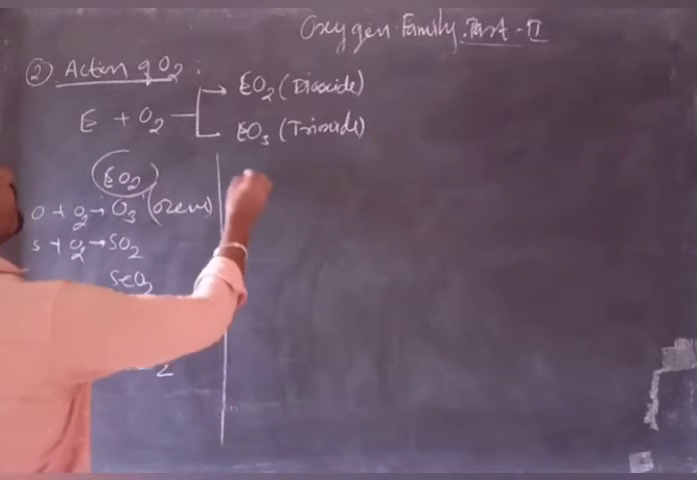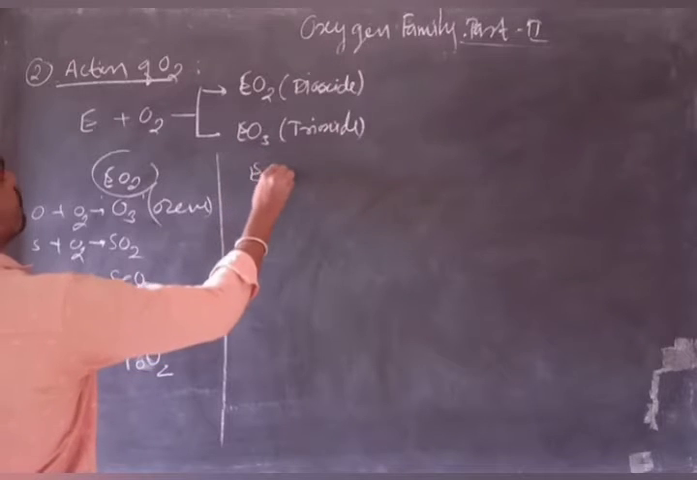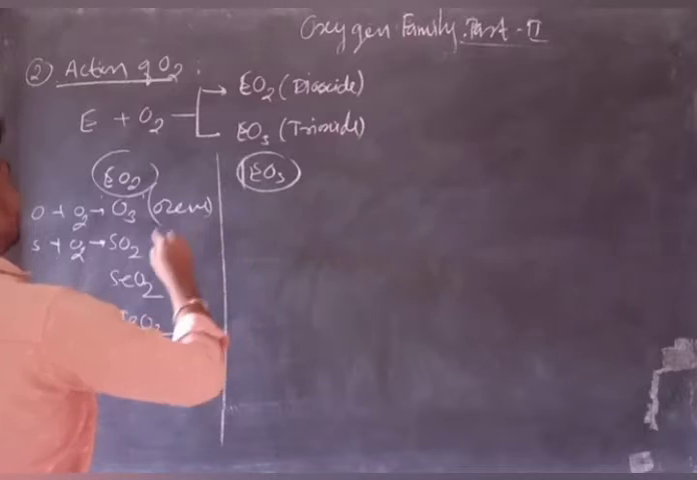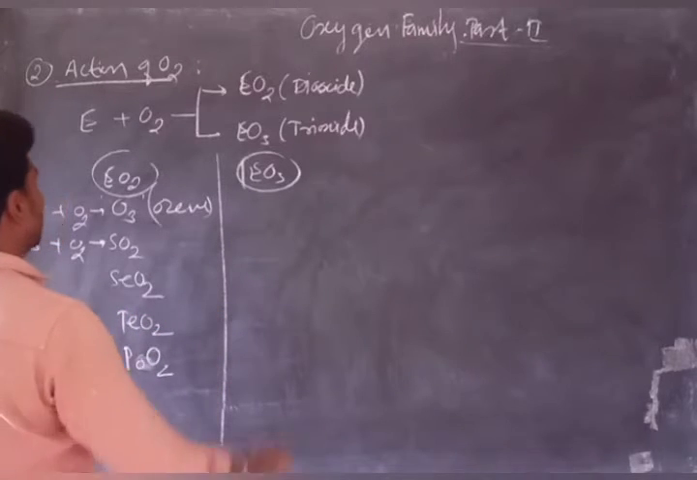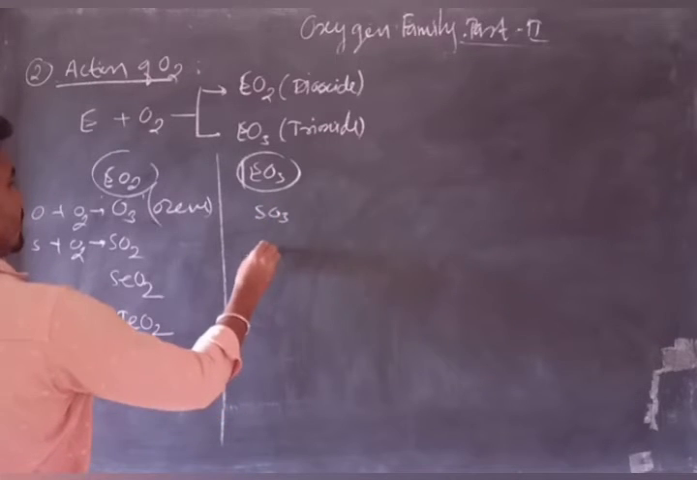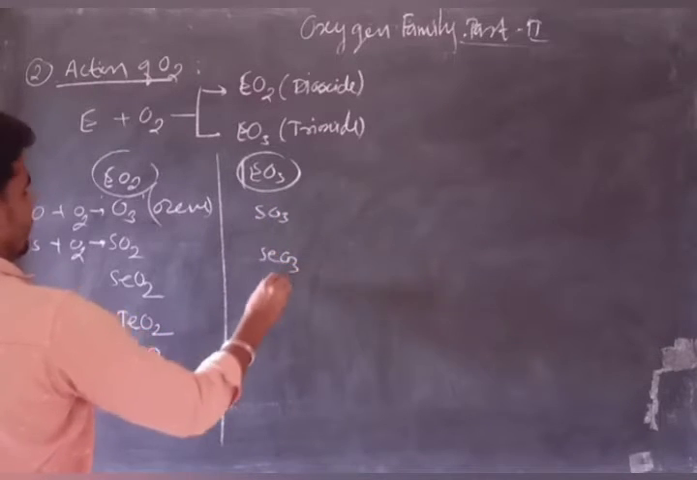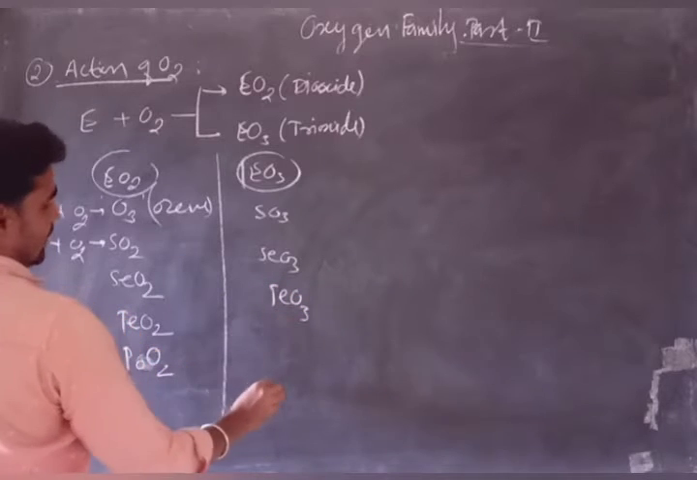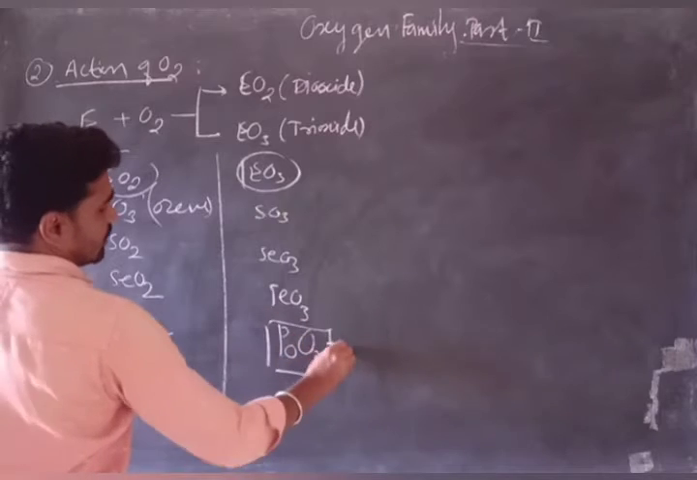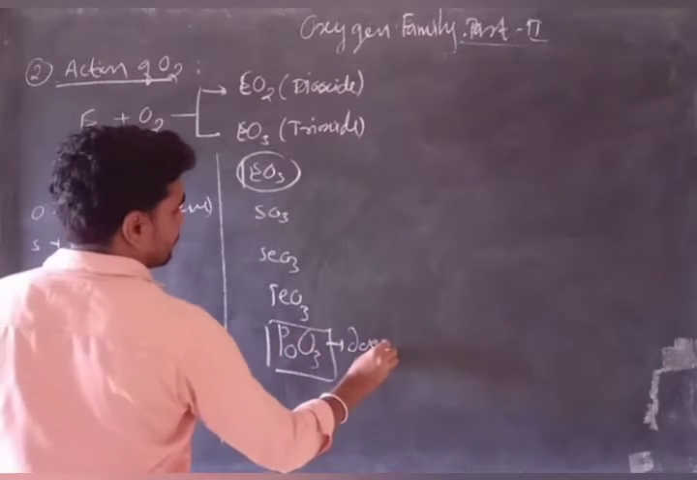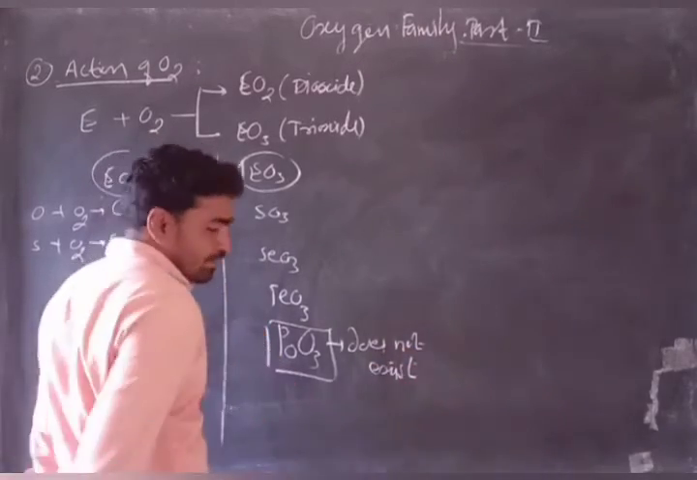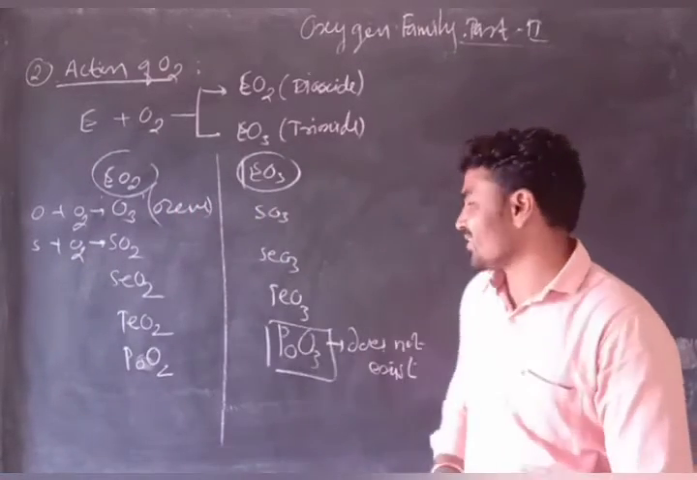And with this, in EO3, obviously there is no trioxide of oxygen found, but here SO3 is the first compound, the remaining are SeO3 and TeO3. But remember, my dear friends, PoO3 does not exist. Now why does polonium trioxide not exist?